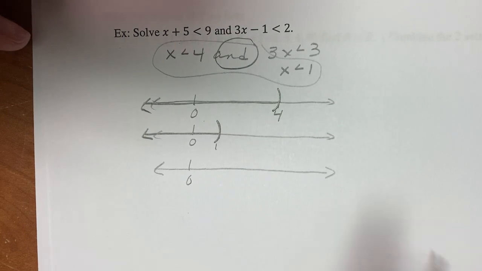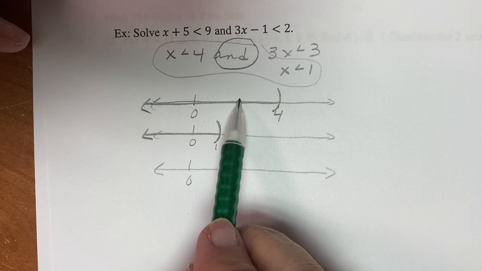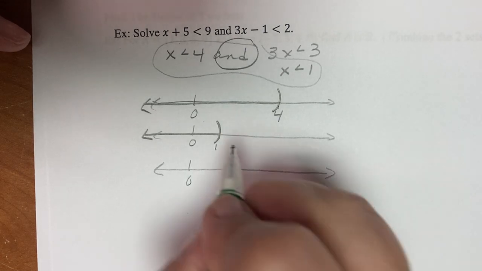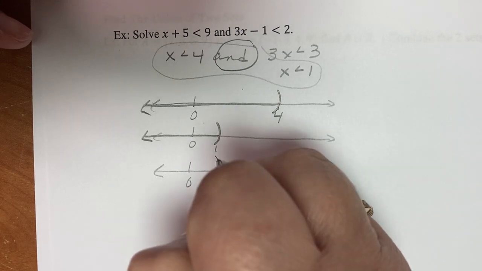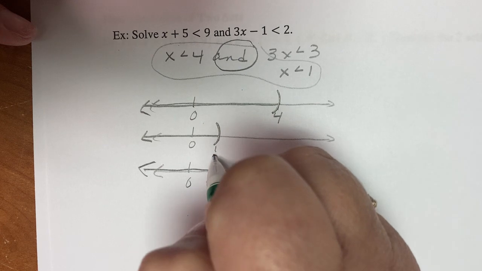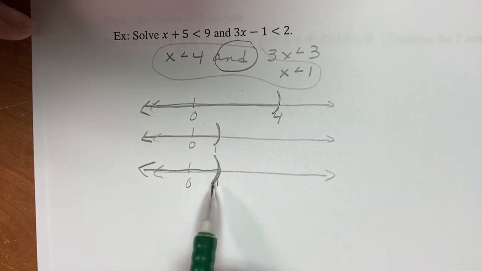Where do these two graphs overlap? Well, do they overlap here? No. Do they overlap here? No. They overlap everything from 1 and below. So that is a picture of all of the values that are both less than 4 and at the same time less than 1.